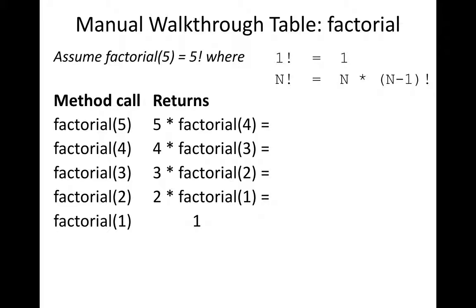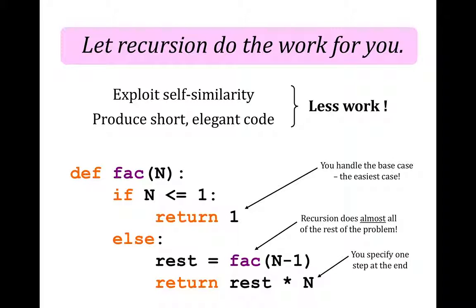This value of 1 is what I can then pass back up the chain. And so now I pass that data back in, and I calculate my factorial.